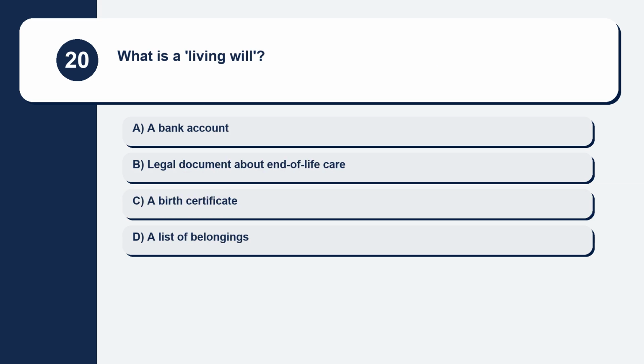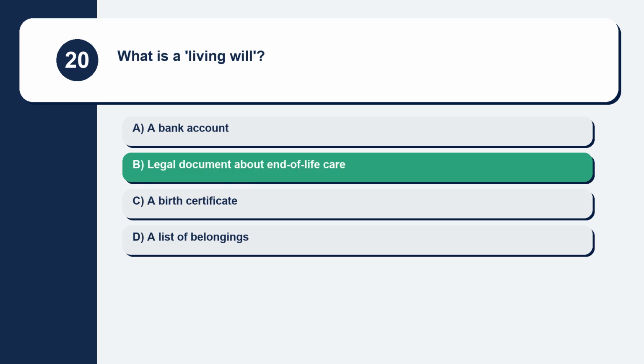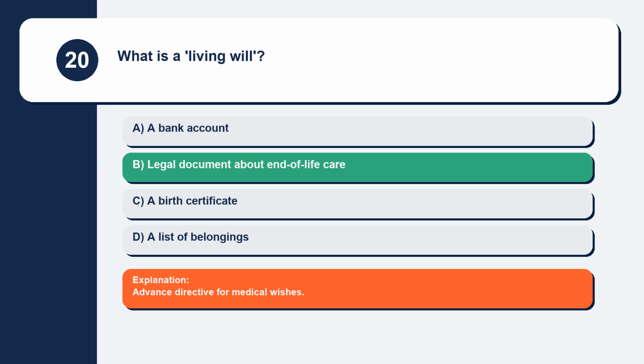Question 20. What is a living will? A bank account, legal document about end-of-life care, a birth certificate, a list of belongings. Advance directive for medical wishes.